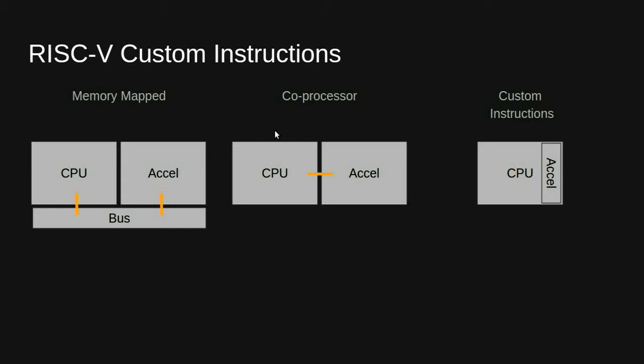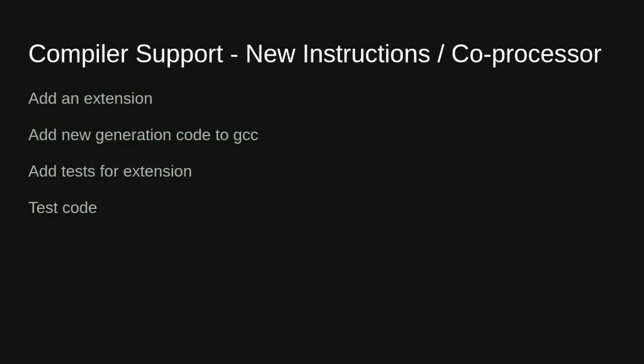Ever since the 80s, it's always been done this way. CPU, math coprocessor, for example, buy an 8086 and get an 8087 math co-processor, and so on. If you wanted to accelerate something, and you write some newfangled extension, how are you going to get it supported? Create an extension, add some code to GCC, add some tests for the extension, test the code. Basically, the last talk.